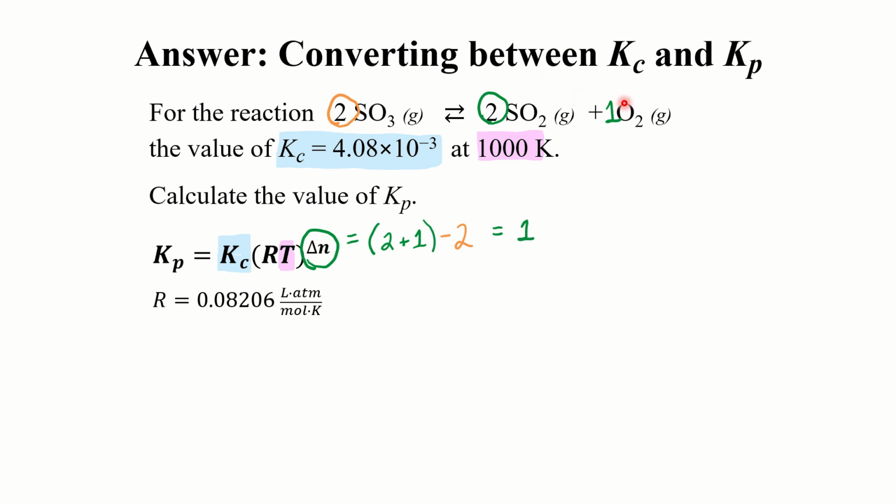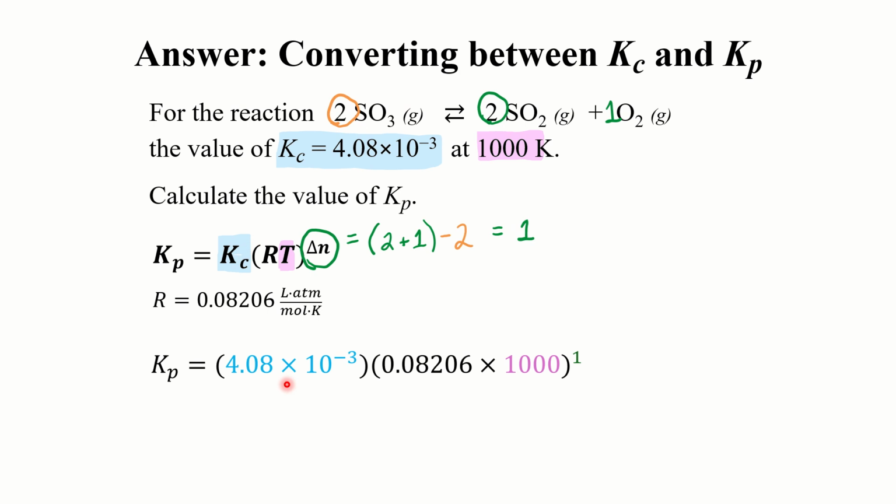So in the products, I have 3 moles of gas, 2 plus 1. In the reactants, I have 2 moles of gas, so 2 plus 1 minus 2 equals 1. Delta N equals 1 here. There's 3 moles of gas in the products, 2 moles of gas in the reactants. So the difference here is 1. So now you can just plug in your values and go.